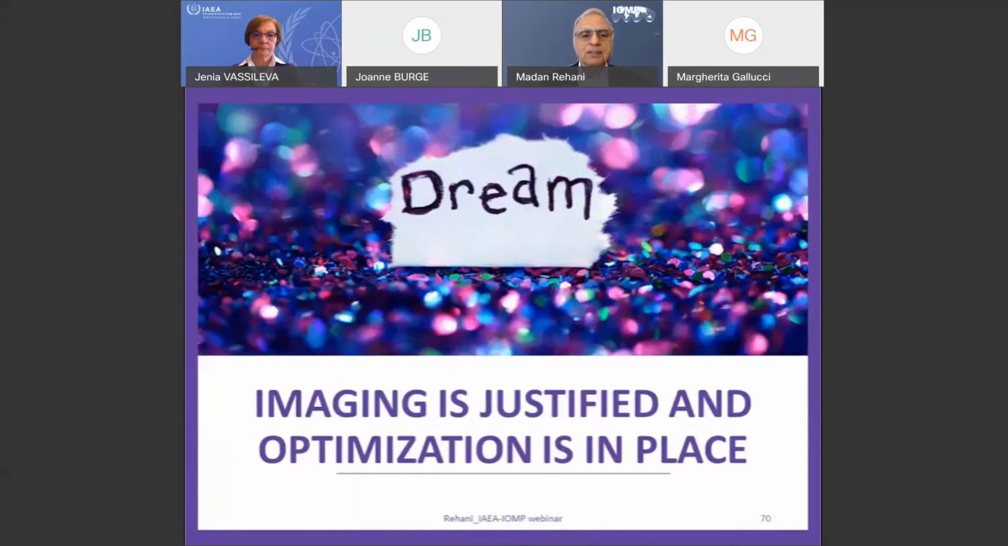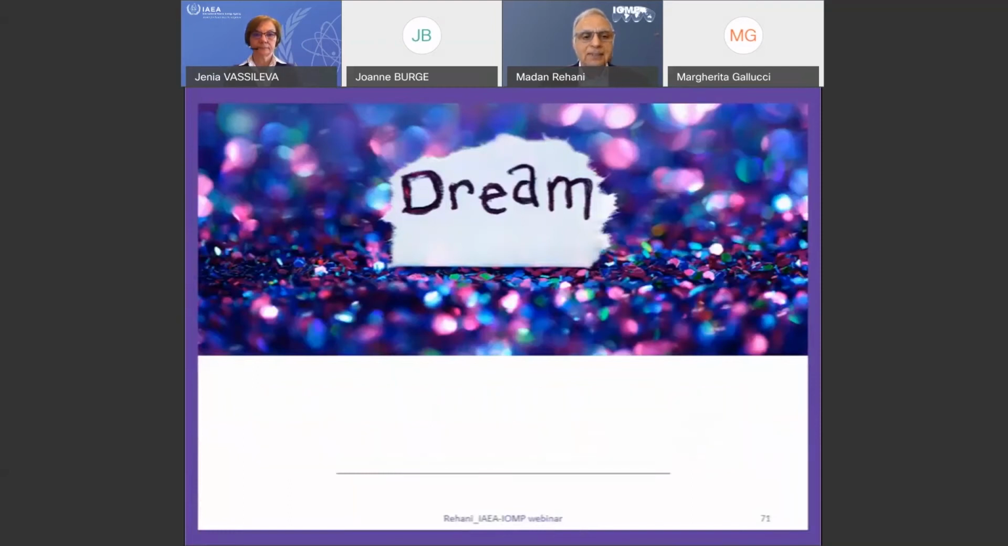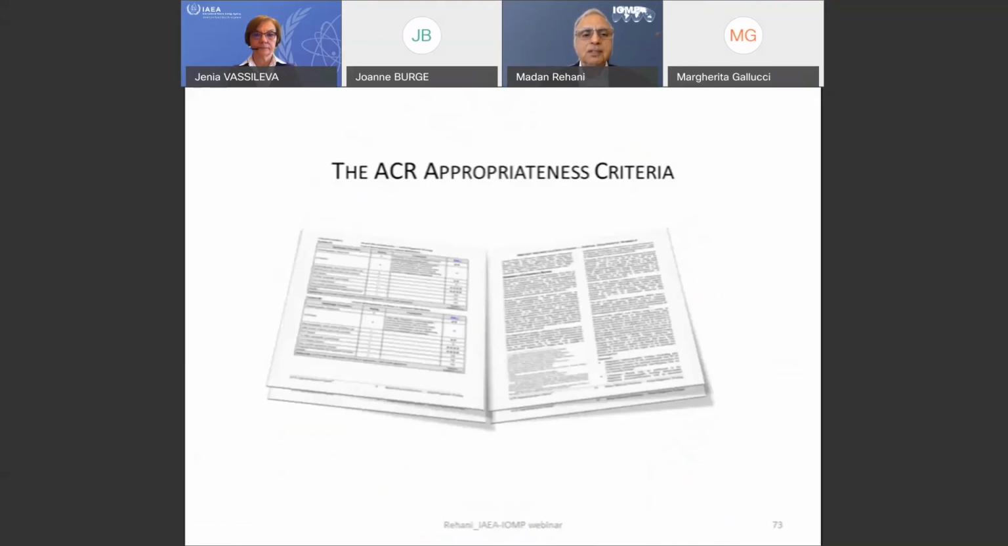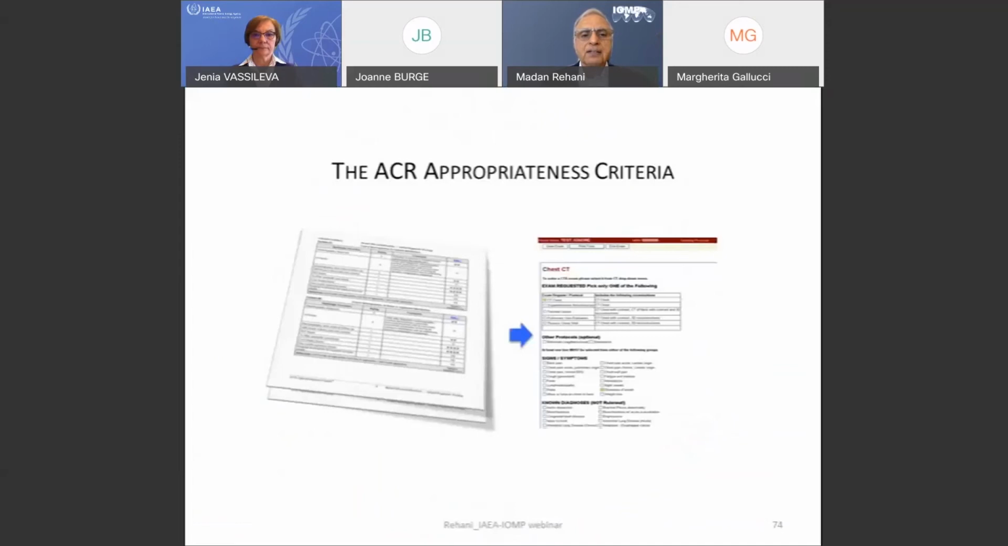For example, let us dream of the situation that all the imaging is justified and optimized. So is it possible to have that situation? Let us see that situation. So will it solve the problem? For example, the ACR has appropriateness criteria, and many other countries also have, many other regions also have. It doesn't mean that others don't have.